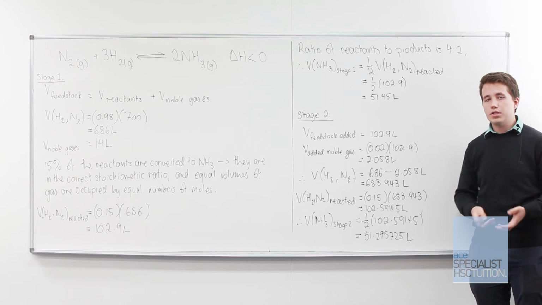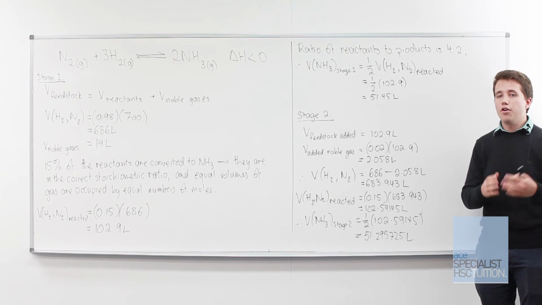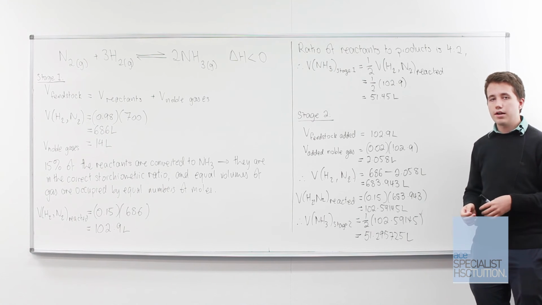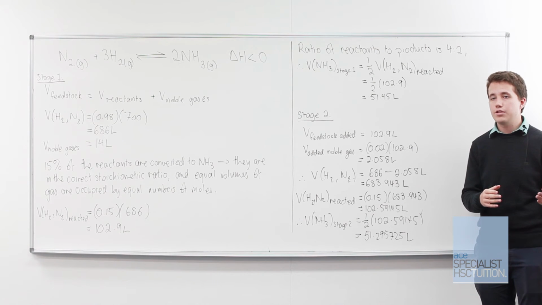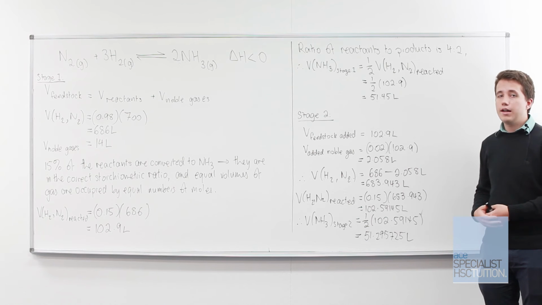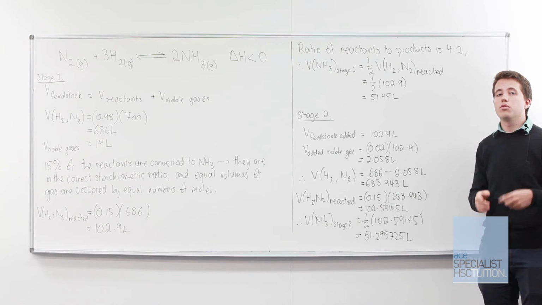So let's just consider what's happened in the reaction vessel at this time. 102.9 litres of reactants have been converted to products. We have lost 102.9 litres of gas in the vessel. The ammonia has been liquefied and taken out. That means we add 102.9 litres more of feedstock.